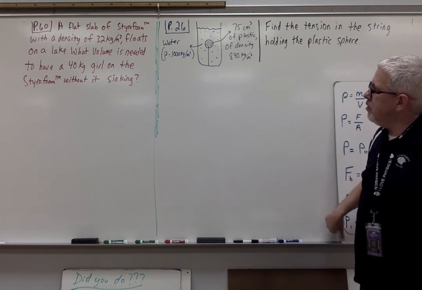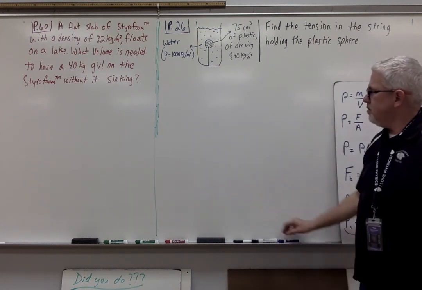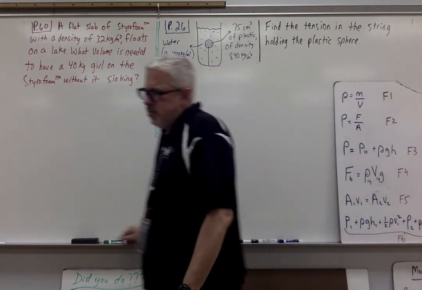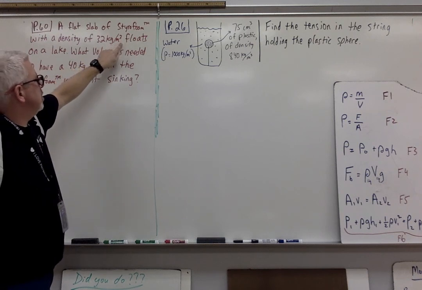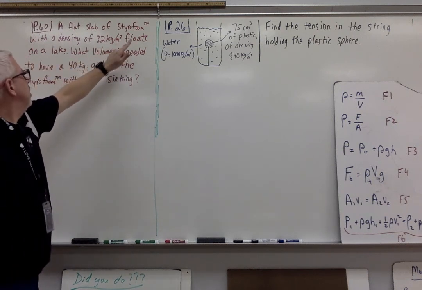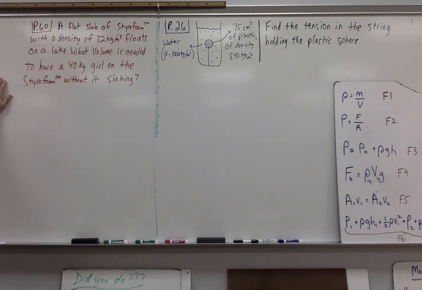At any rate, we're going to go over here. This is a problem that's somewhat similar to ones I've seen on AP exams. It says a flat slab of styrofoam with a density of 32 kilograms per cubic meter floats on a lake. At any rate, what volume is needed to have a 40 kilogram girl on the styrofoam without it sinking?